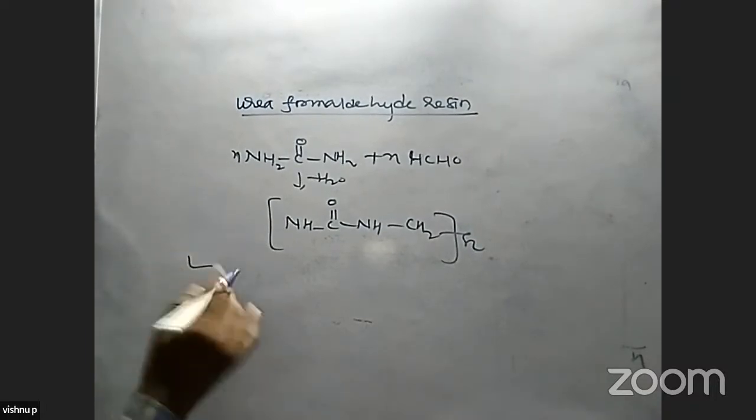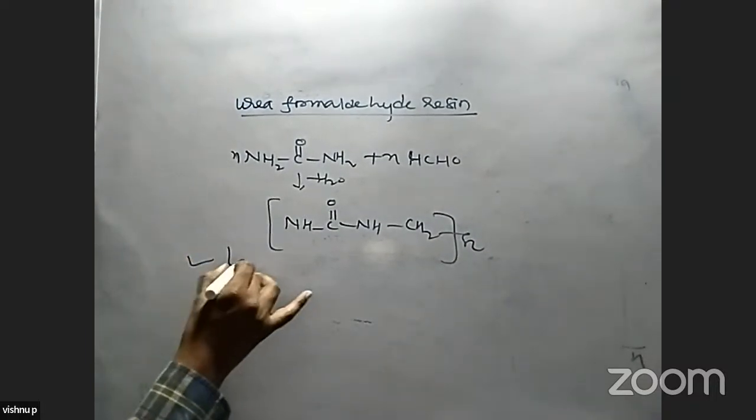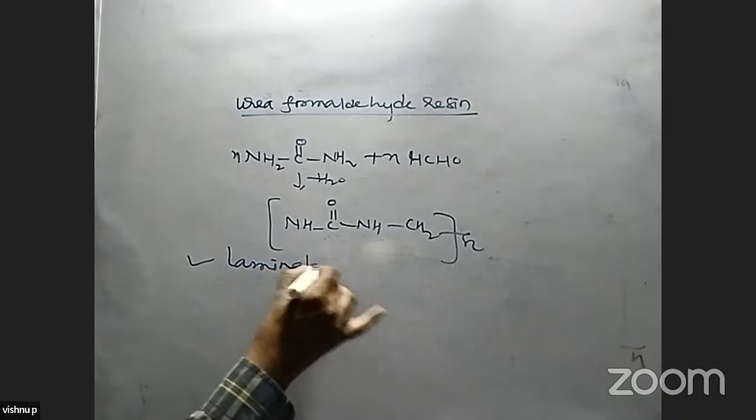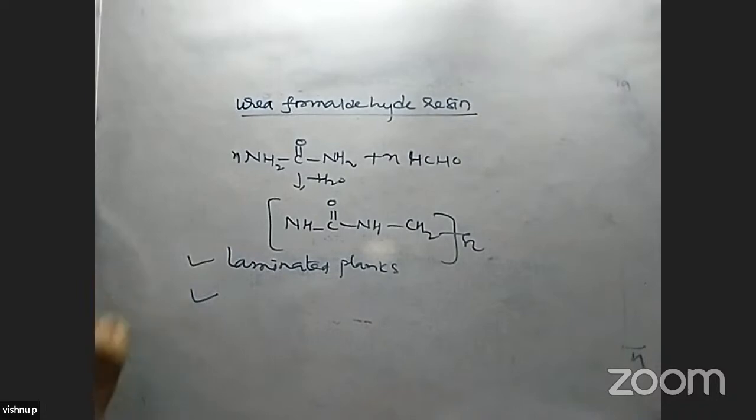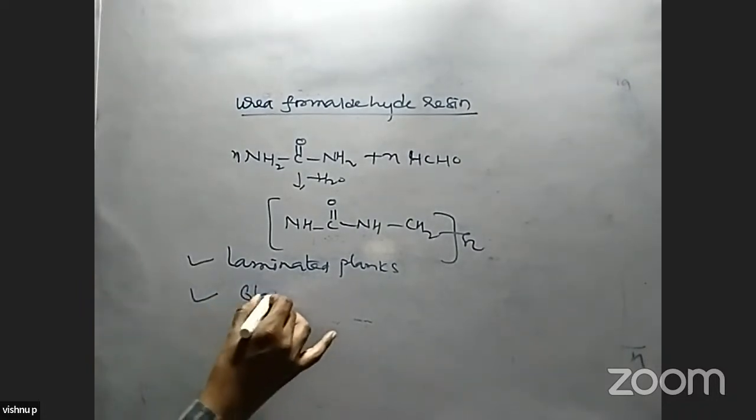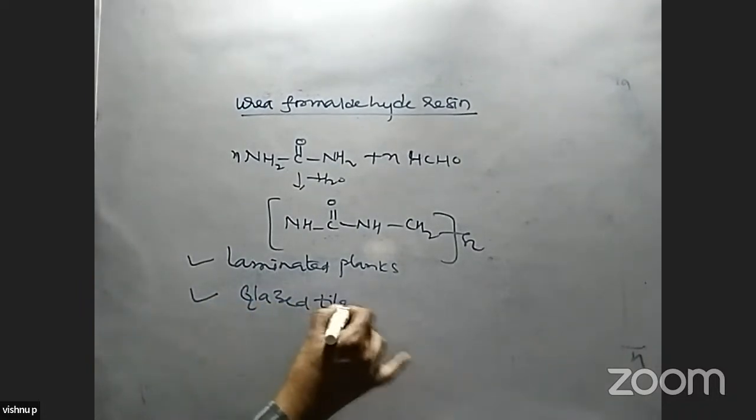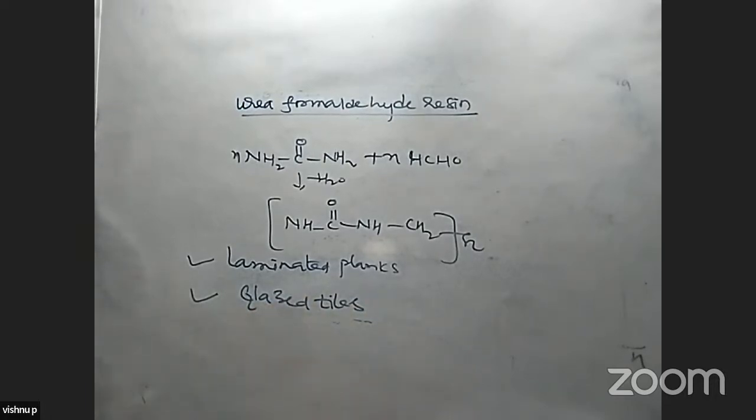It is mainly used in laminated planks, in the lamination industry, and also it is mainly used in glazed tiles. In the tile industry, for glazed tiles, this urea formaldehyde resin is also used. Okay.